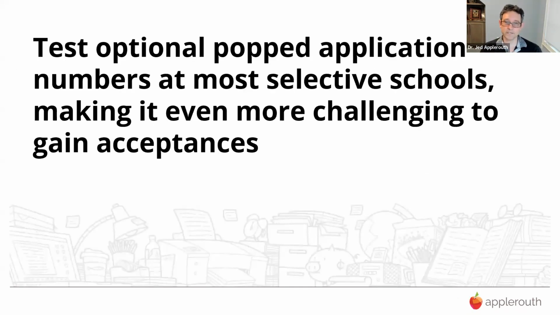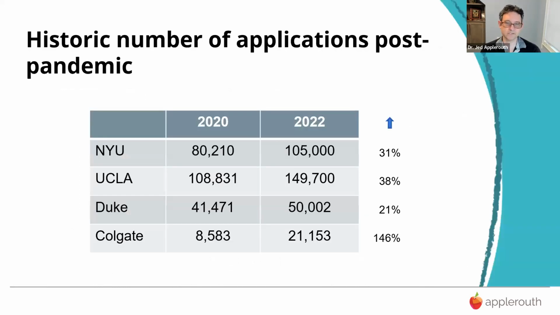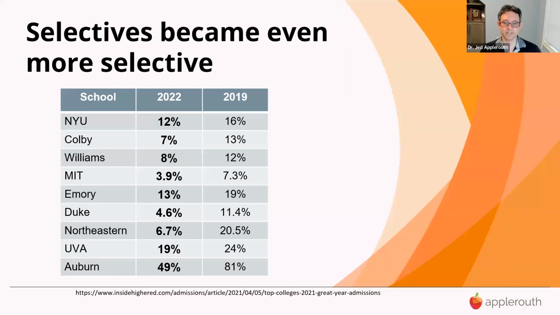So we know that application numbers increase. I'll show you a few data points. NYU was a big one; they popped 30%. UCLA popped 40%. Some of the big state schools. Colgate more than doubled their take when the optional admissions went. And selectives, they became more selective. NYU really increased. Williams, MIT almost at half. Emory keeps driving down. Duke went from 11% to 4%. So we see that, holy cow, so many kids who wanted to go to Duke but said, I don't have the scores for it.